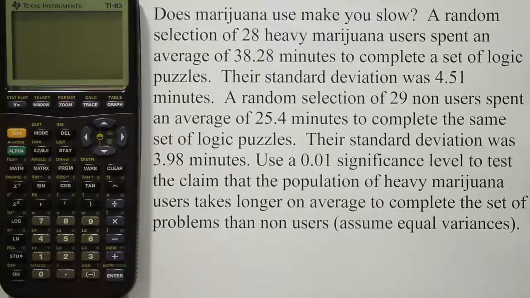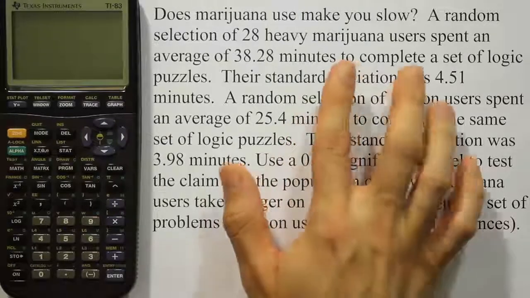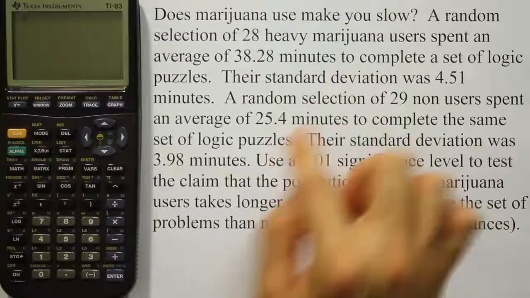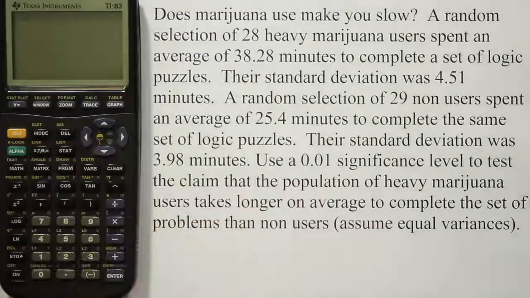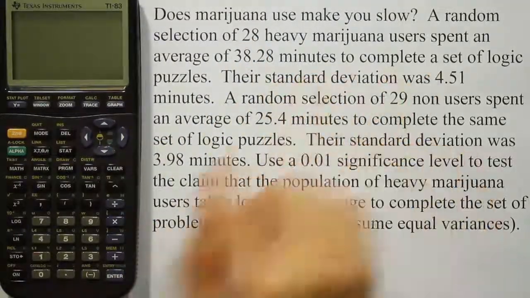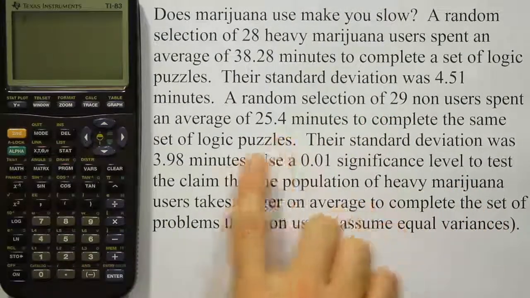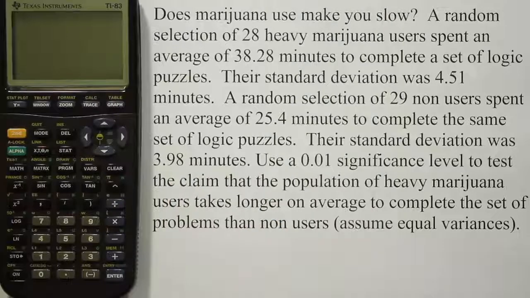So what we would say about this is because there's two groups. There's people who use marijuana, people who do not use marijuana. Those two groups comprise basically two sets of sample data, right? So we have two summary sets of data. We have 28 heavy marijuana users, we have their average, we have their standard deviation. We also have 29 non-users, their average, their standard deviation, right? And because of that, we're going to use the two-sample t-test.